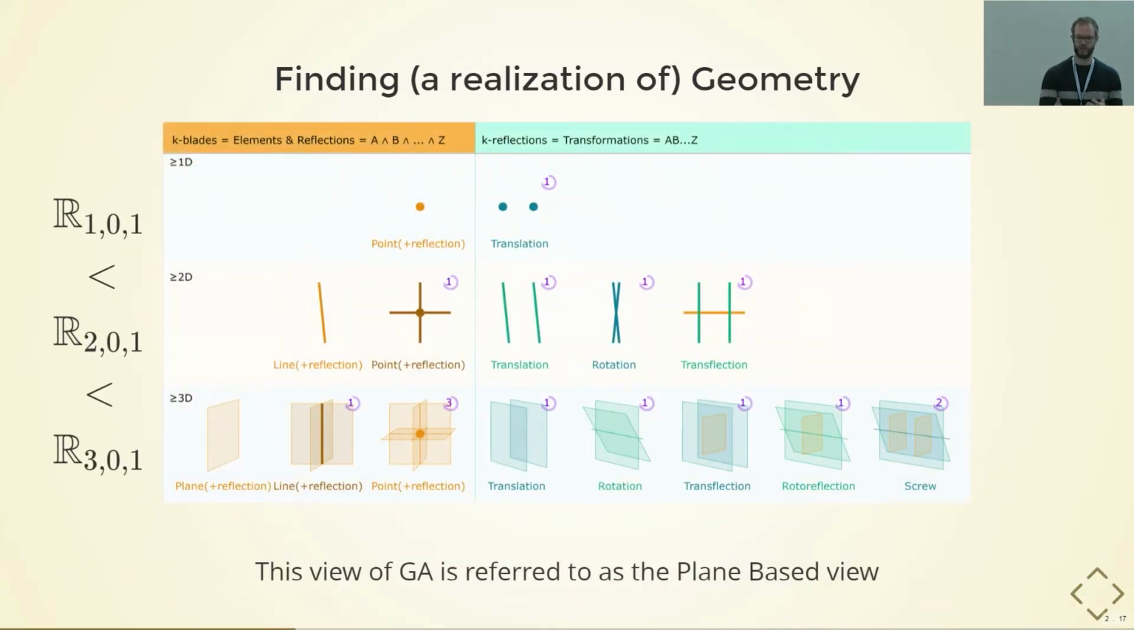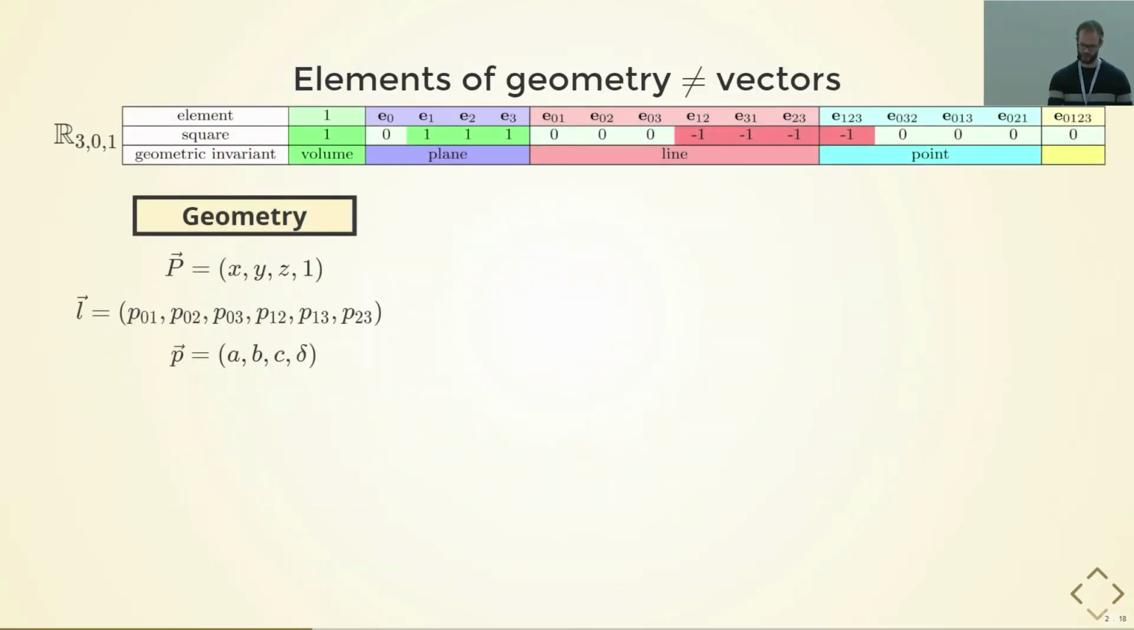All right, so that's now our realization of this bag of numbers. If I just care about the 1D bag of numbers, let's say, then I choose R0,1. If I want to include lines, then I have to go one up. And for planes, I have to go to R3,0,1. It's worth noting that this particular view of GA is also referred to as the plane-based view. We've already heard that term in some other talks as well.